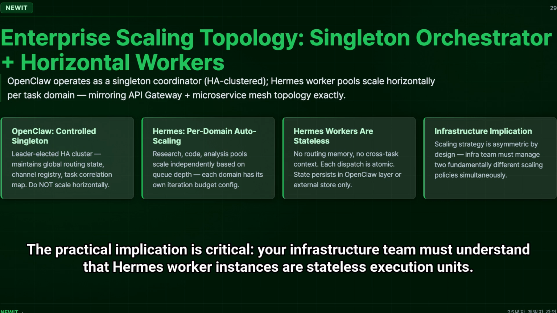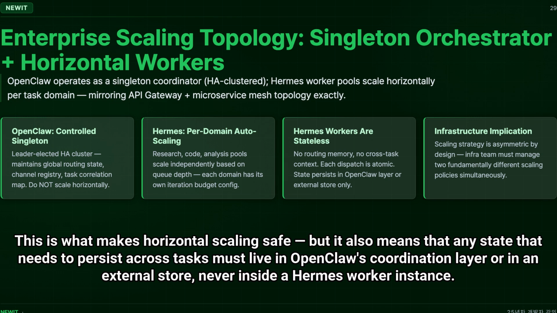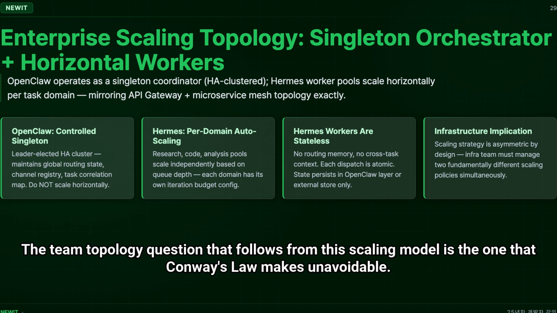The practical implication is critical. Your infrastructure team must understand that Hermes worker instances are stateless as execution units. They carry no routing memory. They carry no cross-task context. Each dispatch is atomic. This is what makes horizontal scaling safe. But it also means that any state that needs to persist across tasks must live in OpenClaw's coordination layer or in an external store, never inside a Hermes worker instance.